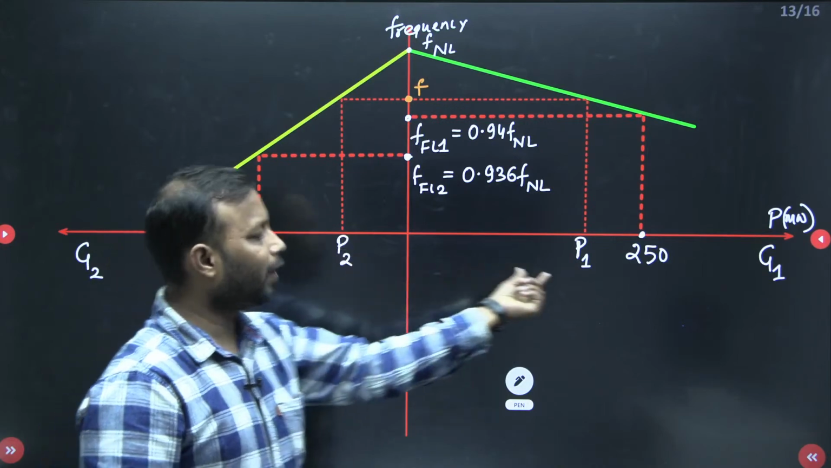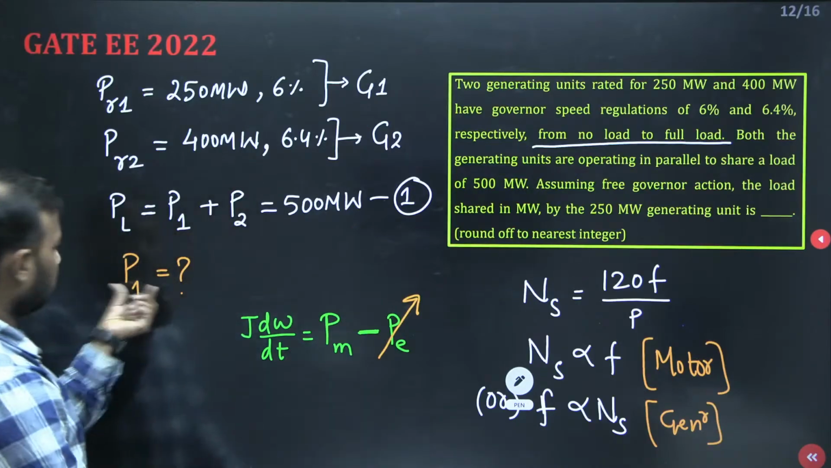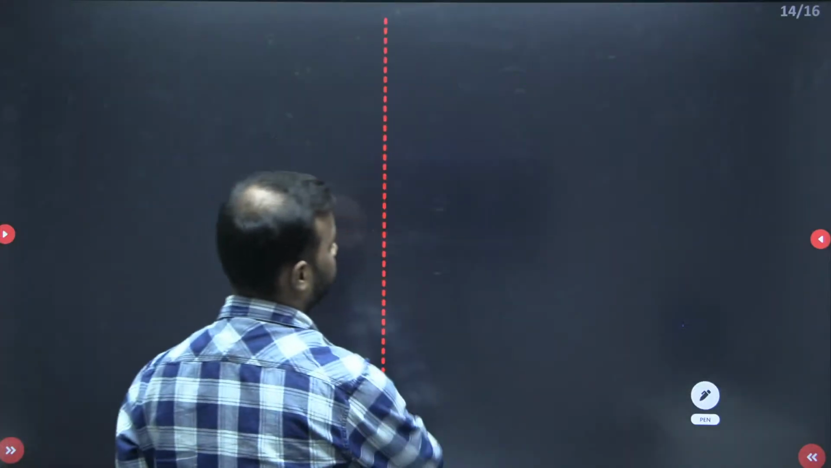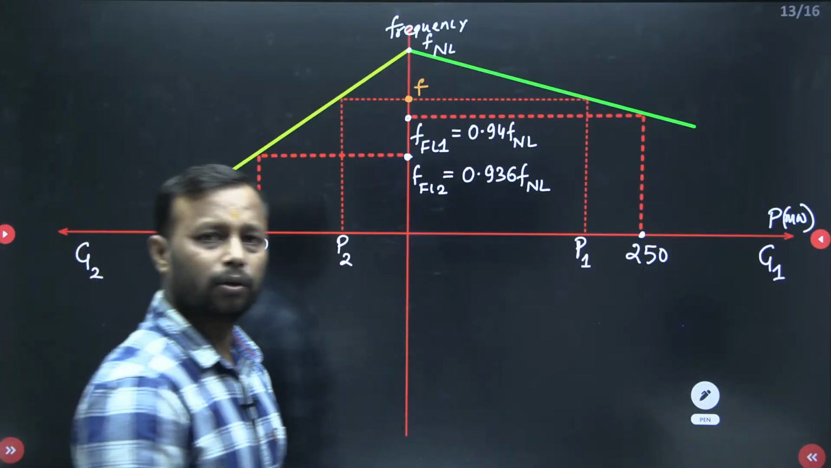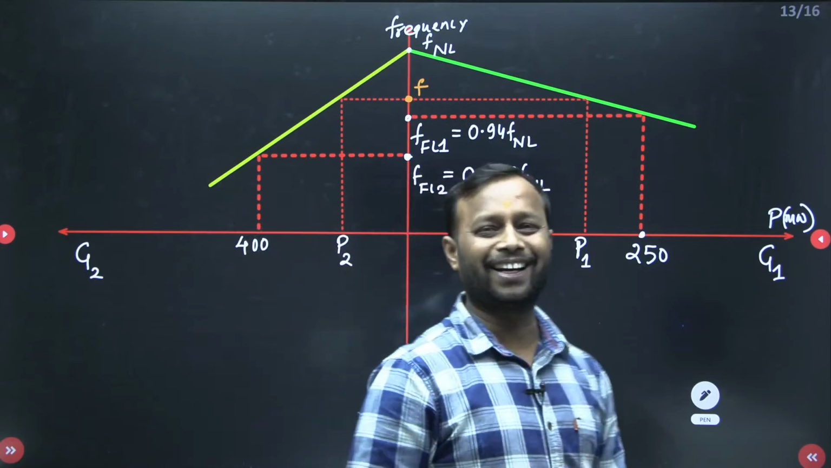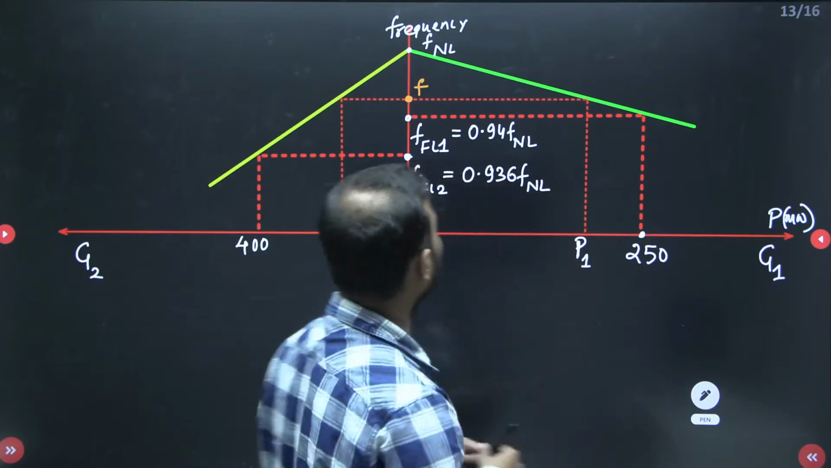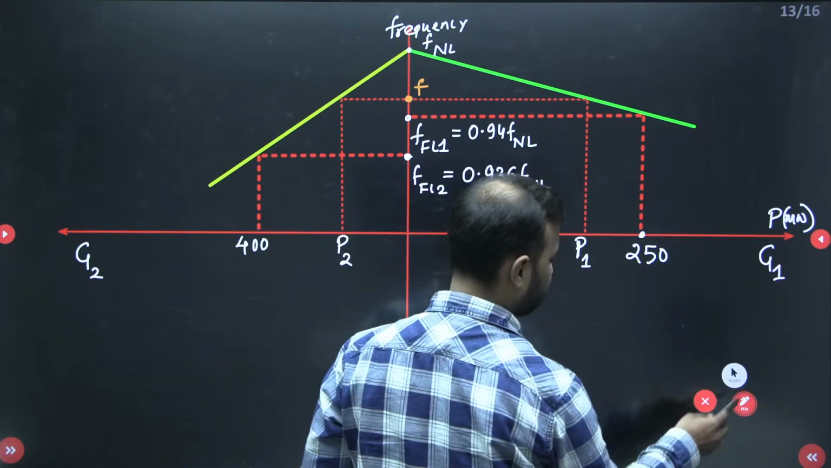So what power do we need to calculate? P1, we need to calculate. So how are we going to do it? We are going to use trigonometry. Sir, how are you bringing trigonometry into synchronous machines? Arre, it is very easy. See, this angle.